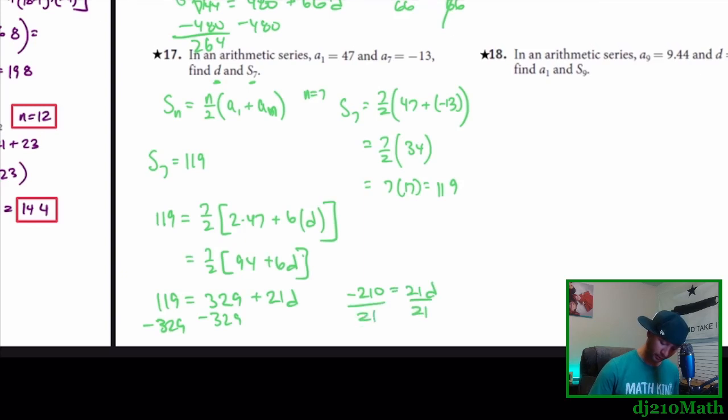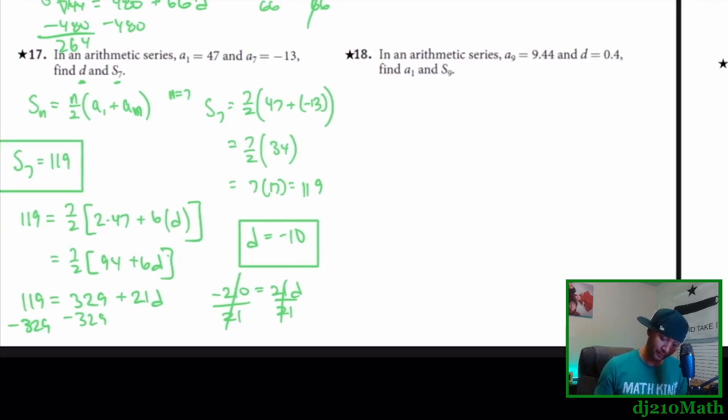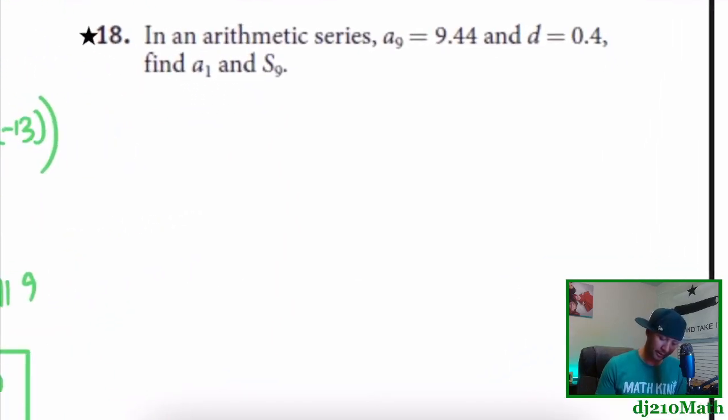Divide both sides by 21. d is going to be negative 10. So the common difference is negative 10, and S sub 7 is 119. So you had to find S sub 7 prior to finding the common difference. That's what happened there. Okay, number 18, another one just like it.